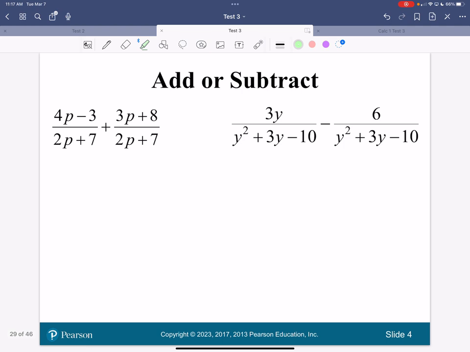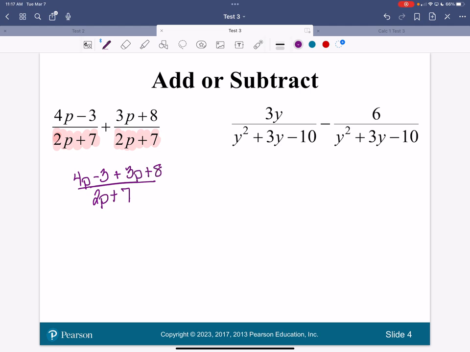Now we're doing these again. We just have a little bit more complex denominators. These are exactly the same. They already have a common denominator, 2p plus 7. So I am going to rewrite this using my common denominator. So I have 2p plus 7. And then I've got, as my numerator, 4p minus 3 plus 3p plus 8.